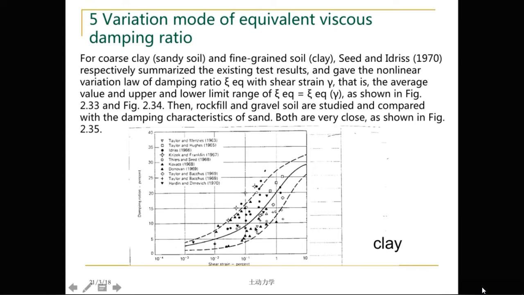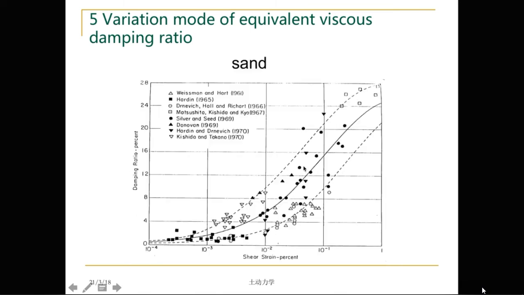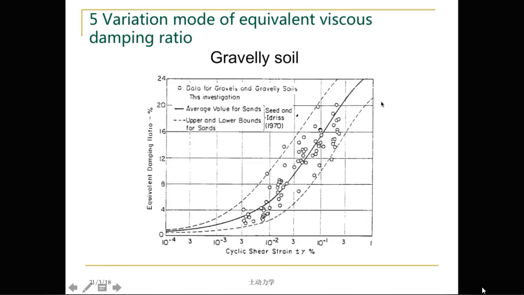This figure is for clay. They get some points, and they mark the upper and lower range of each, get the average value and create an empirical relationship for the clay. And for sand it is similar to clay. They create the upper and lower range and get the average value of it. This is the curves for gravel. It depends on the test.